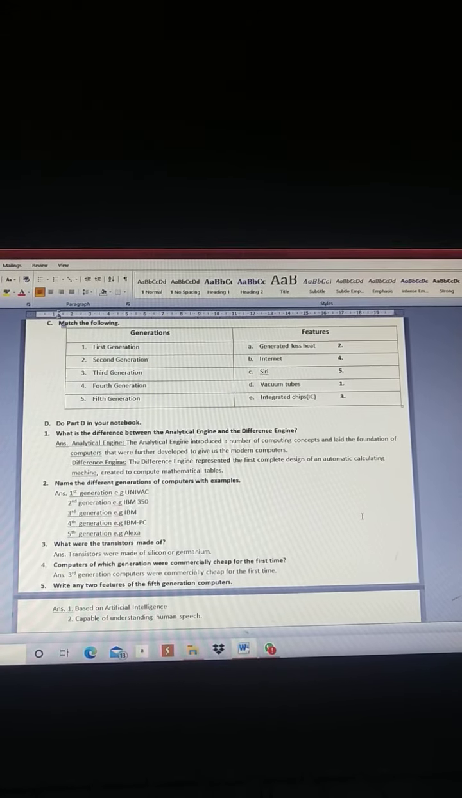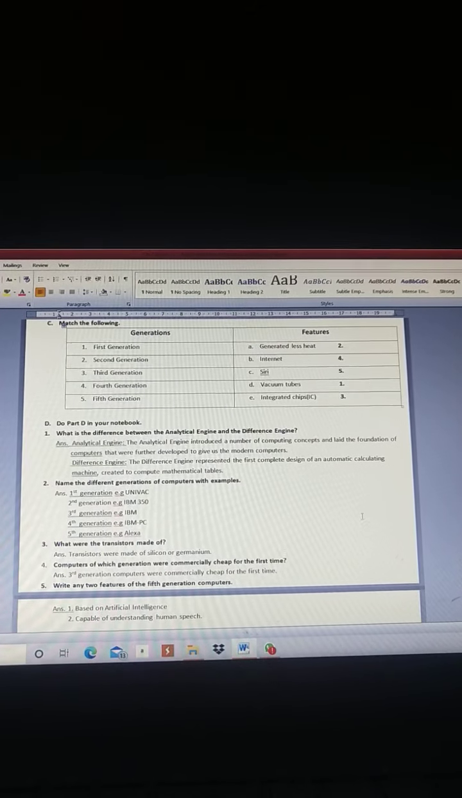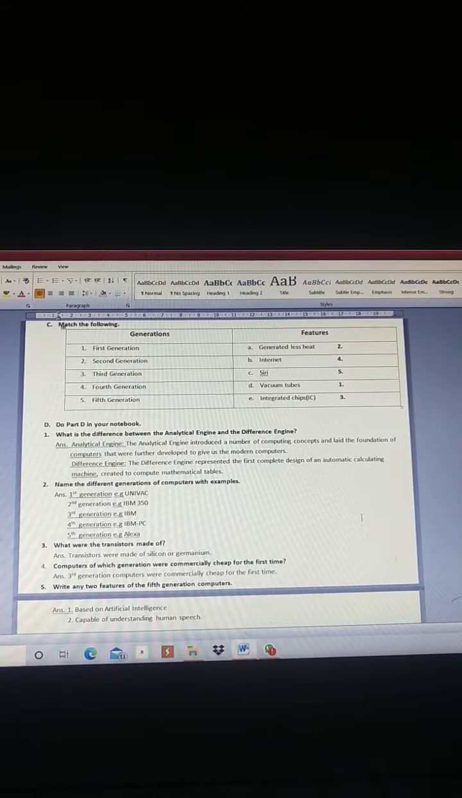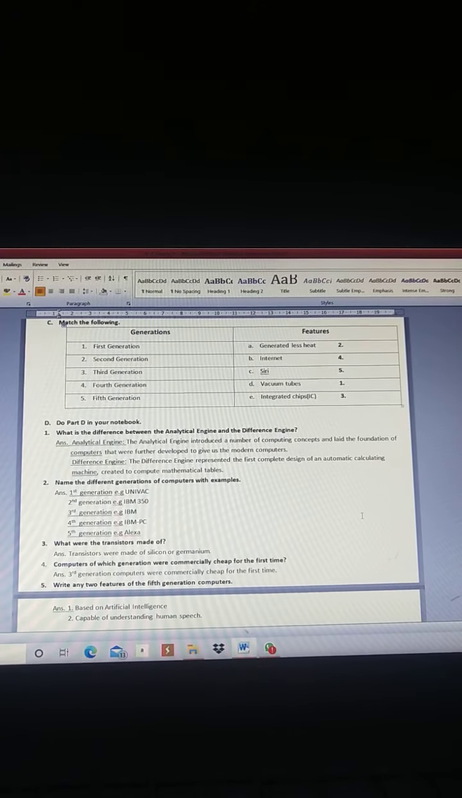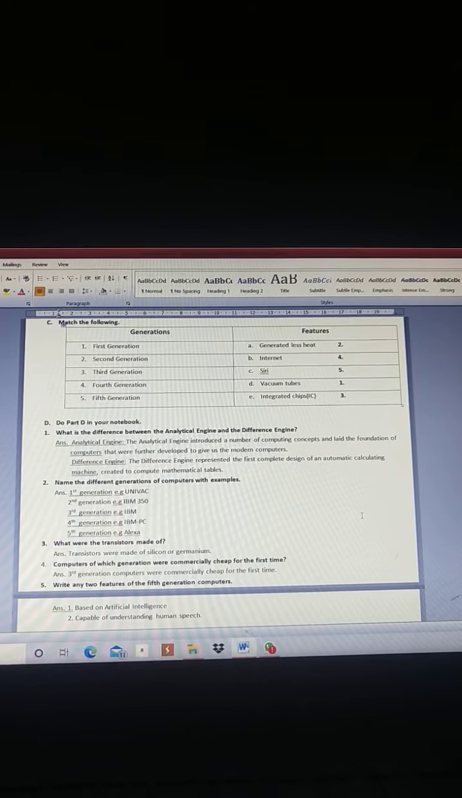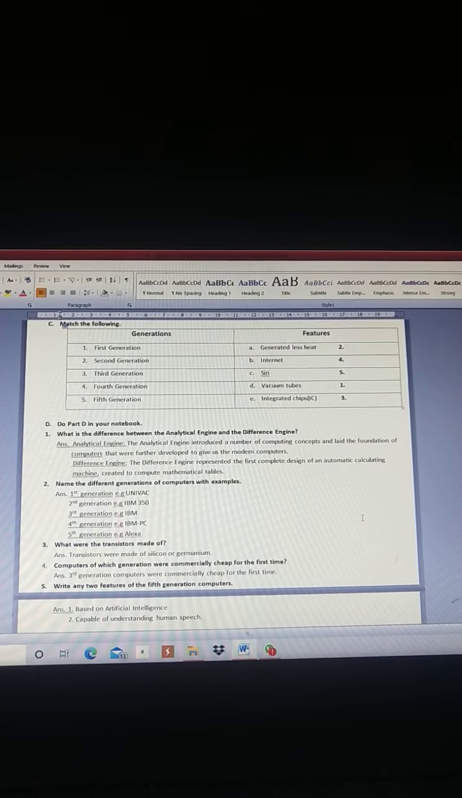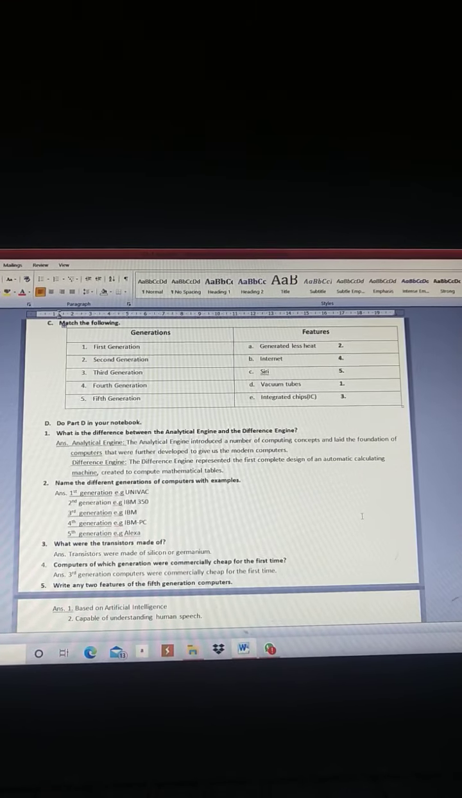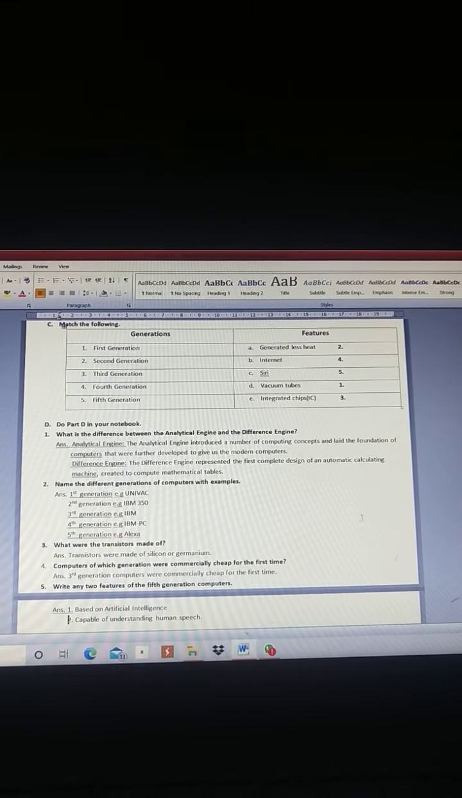Write any two features of the fifth generation computer. Fifth generation computers were based on artificial intelligence, that is AI, and they had the capability of understanding human speech, right? So you have to solve this back exercise and complete these question answers in your notebook, not in the book. Thank you and have a nice day.